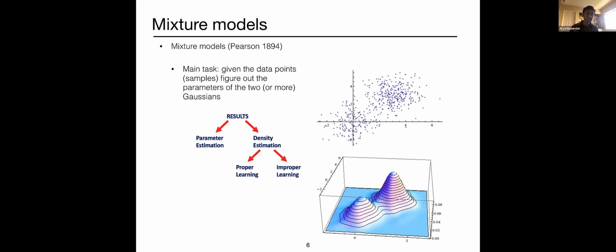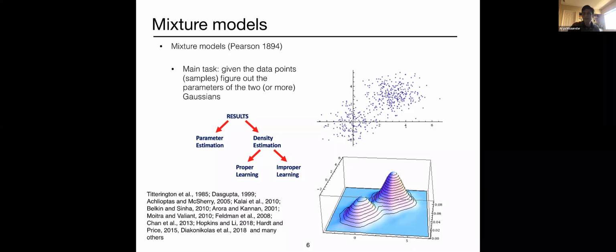In the case of density estimation, you want to try to fit a probability distribution to your data. And there can also be these two things, proper learning and improper learning. In proper learning, you want to fit a distribution from a class of distributions. In improper learning, you just want to fit any distribution. Okay. And there are, again, numerous results. I have just put a random sample from the past 30 years or so.